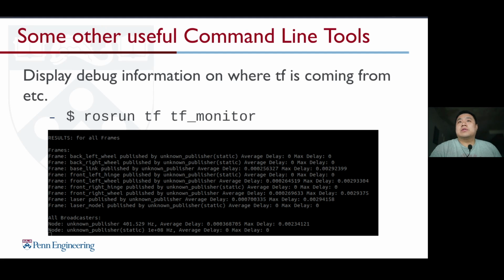There are also some other useful command line tools that you can use to display debug information on where TF is coming from, etc. First of all, you can run the TF monitor node in the TF package. As you can see here, it's publishing very similar information to what's displayed in the TF tree, but in a plain text form.